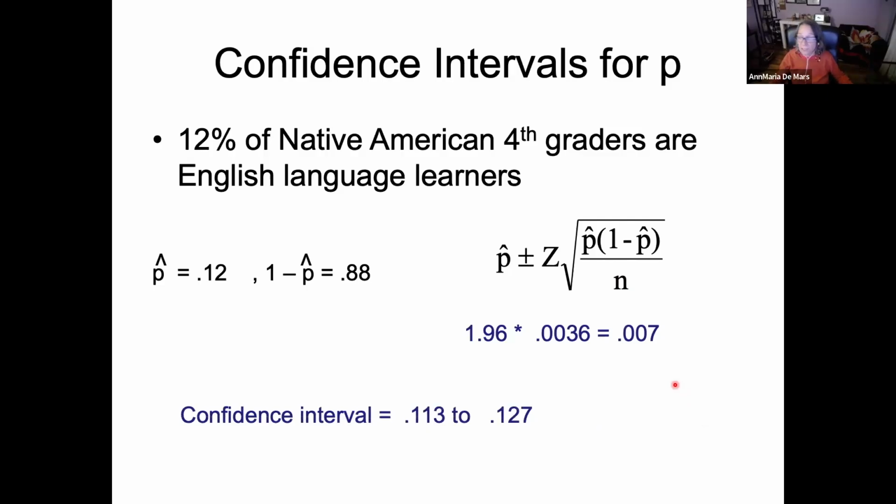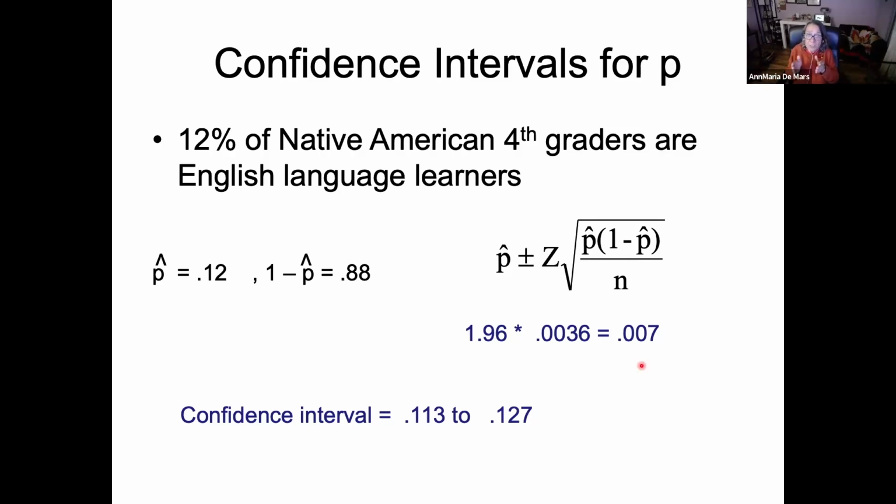Then our confidence interval is going to be 0.12 minus 0.007, which is going to give us 0.113, to 0.12 plus 0.007. So in other words, our confidence interval for the proportion of Native American fourth graders who are English language learners is 11.3% to 12.7%. With a sample proportion of 12%, which we found, 95% of the time, the population proportion would fall between 11.3% and 12.7%. And you can see that that's a pretty small range.